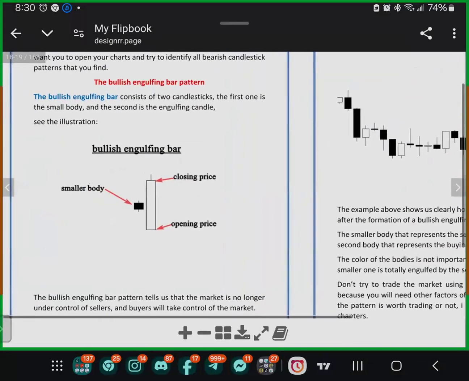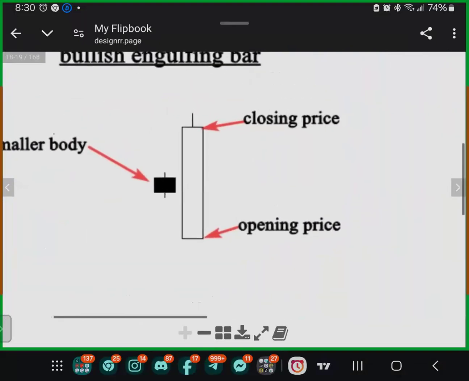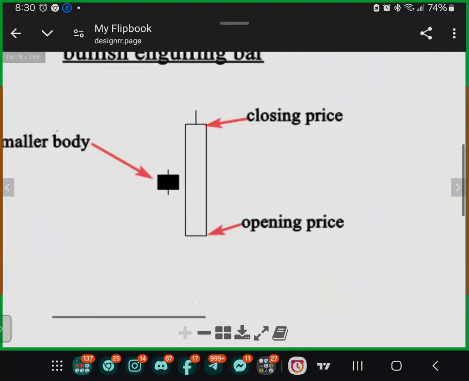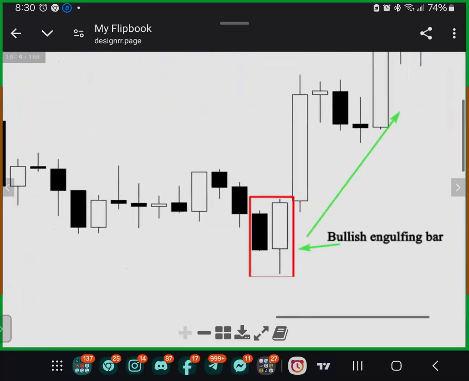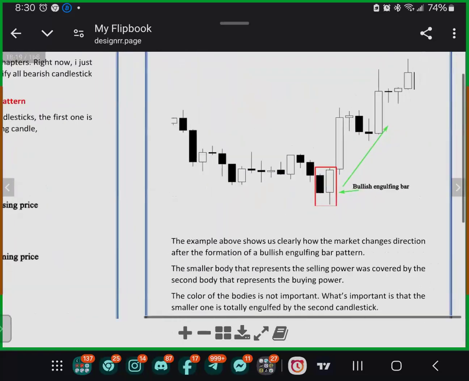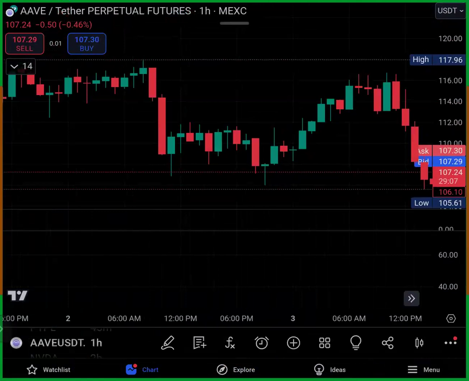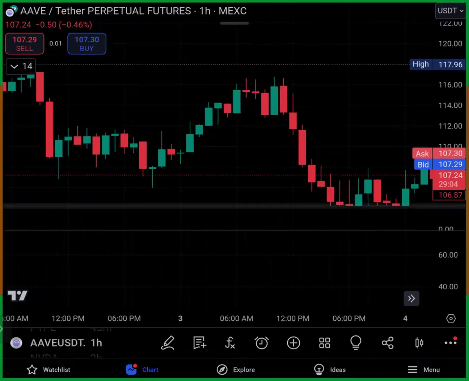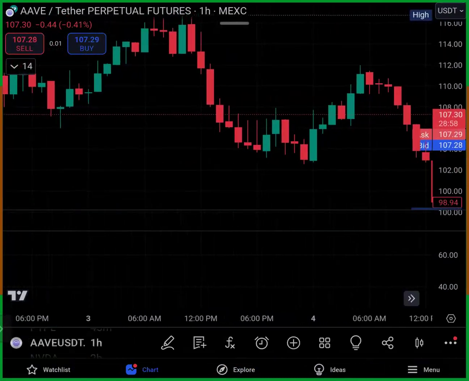All right, so this is the bullish engulfing bar. That's where it's a red small candle and it's engulfed by the green candle. So remember, the green opens up from the bottom, closes at the top. So let's go ahead and try to find this candle in the scenario of a downtrend. So let me look at some of the downtrends that we have here. All right, this was a downtrend.